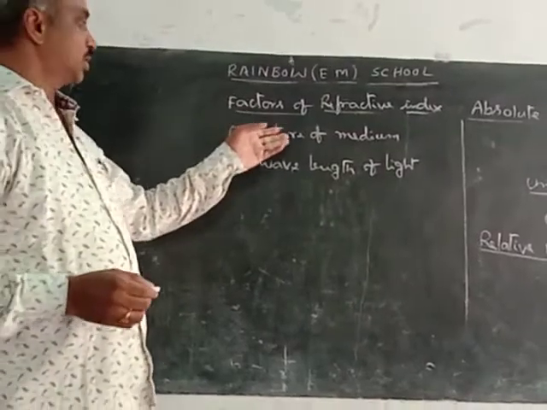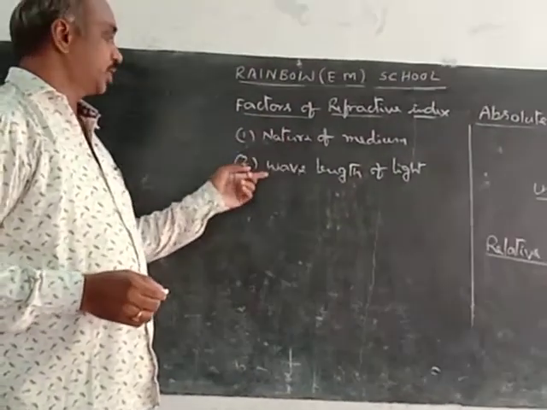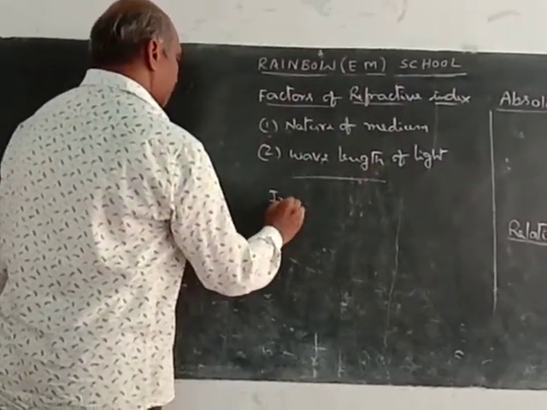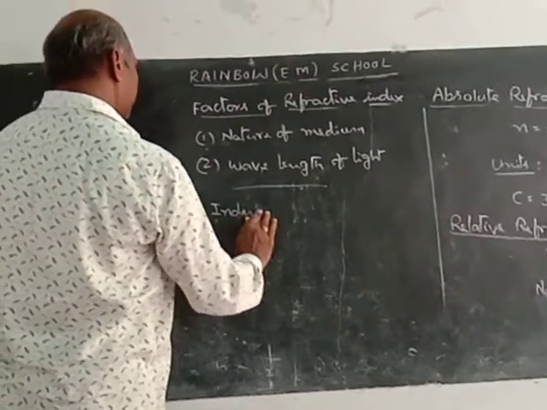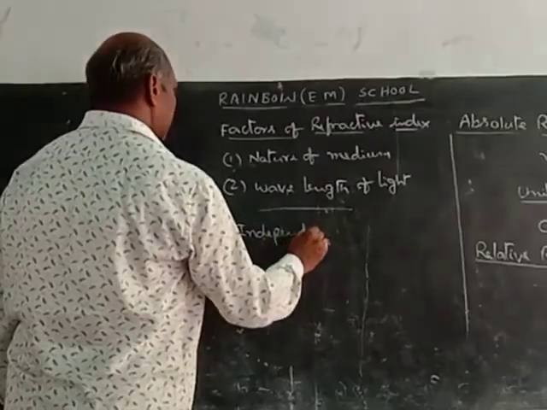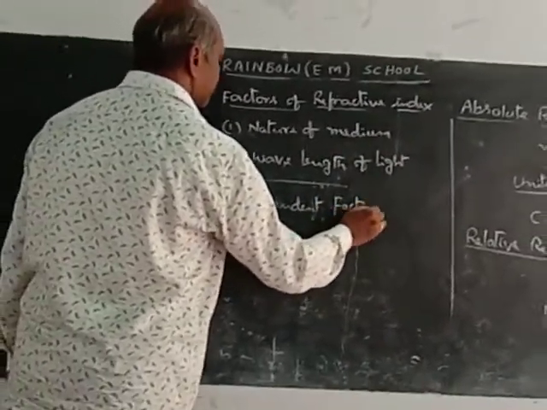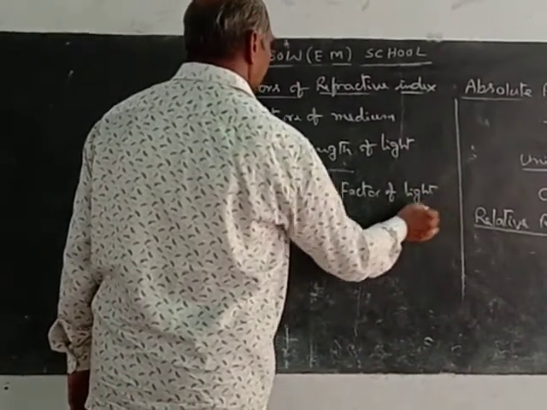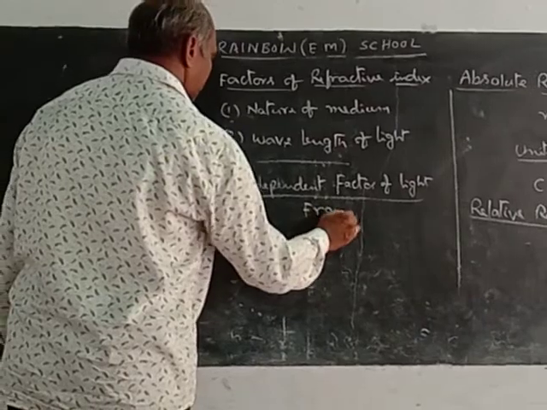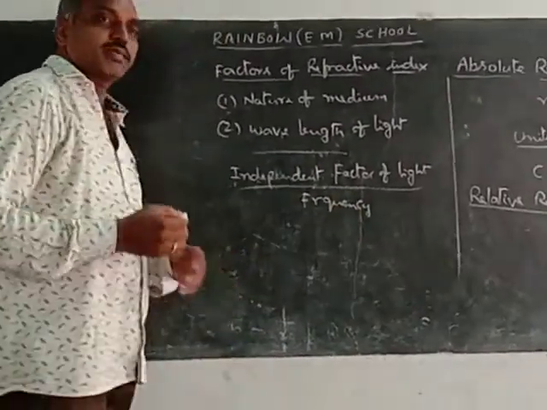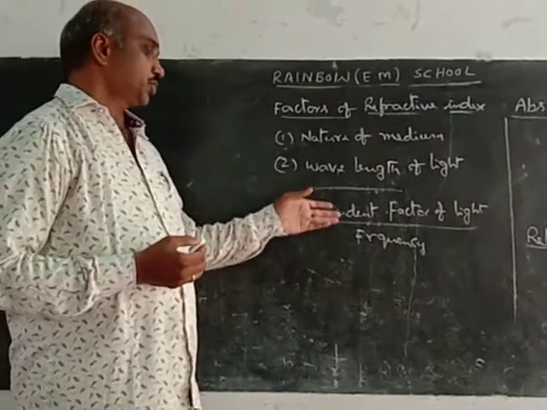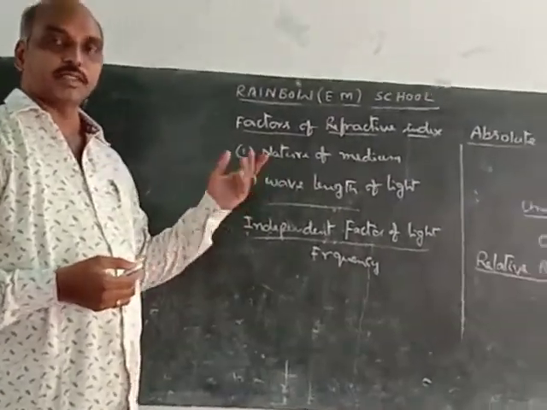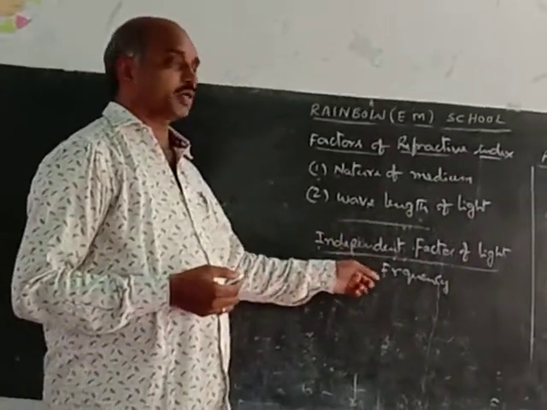Whatever the medium you take, refractive index depends upon the nature of the medium. Second point is wavelength of the light. And independent factor of refractive index is that of light, that is frequency. Suppose light ray travels from one medium to another medium, which factor does not change? Frequency. Either light ray travels from rarer to denser medium or denser to rarer medium, whatever it may be, this factor does not change.